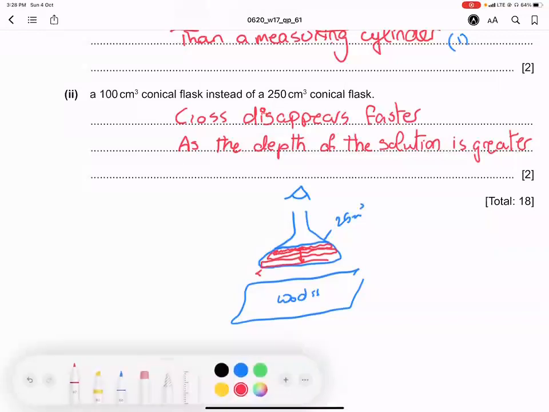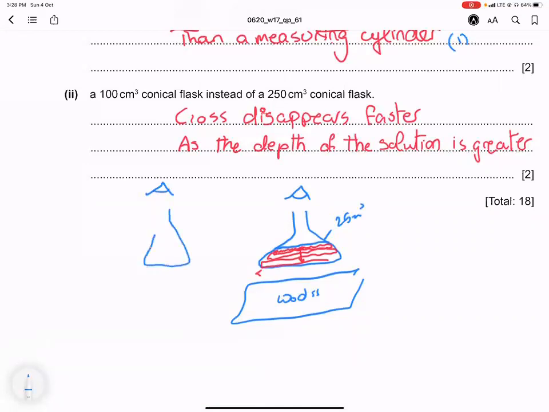Compare if we used a 100 centimeter cube conical flask, sorry, it is smaller in volume. Okay, so it will be like this.